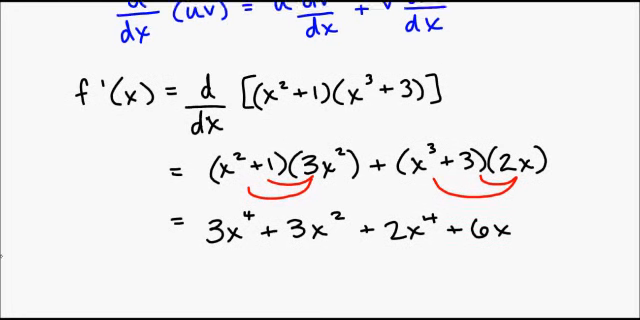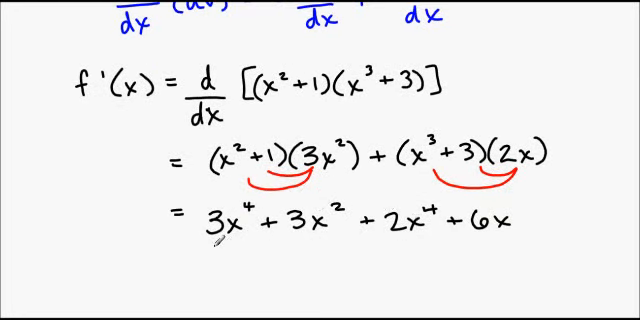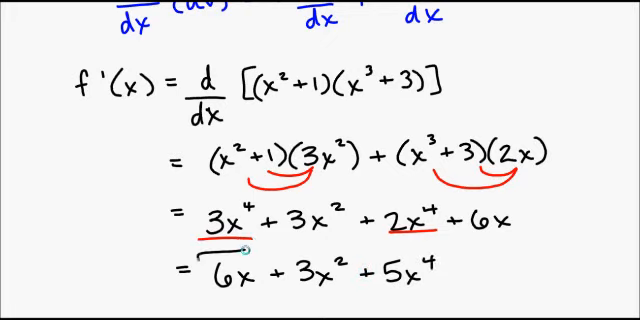I see I don't have anyone with the same exponent, so I'm just going to, or do I? Oh, I do. Here and here. So I'm going to add those together. I'm also going to write this in standard form. Standard form means the lowest exponent goes first. So 6x goes first, then 3x squared, then 5x to the fourth, and this is our answer.